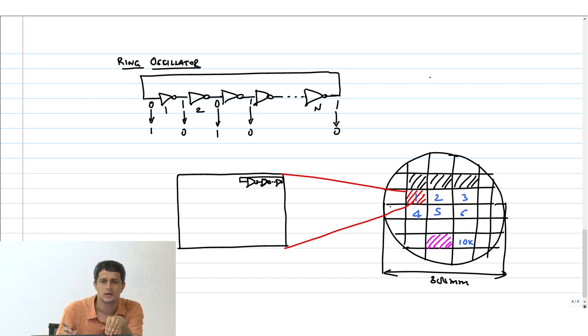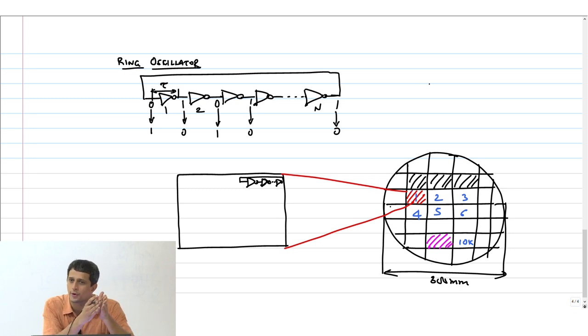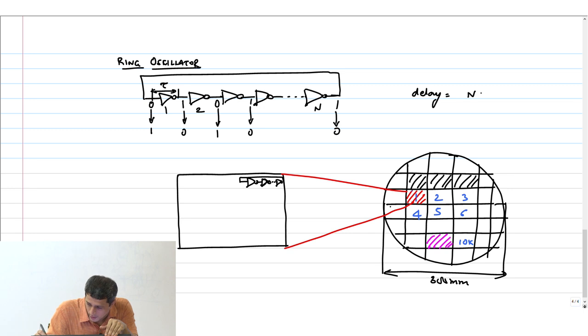So let's assume that the delay across each inverter is tau. What is the delay for the zero to propagate across all inverters? N tau, right? N tau. Now, what is the frequency of operation? 1 by 2 N tau, because now that 0 has to become 1, 1 has to become 0.